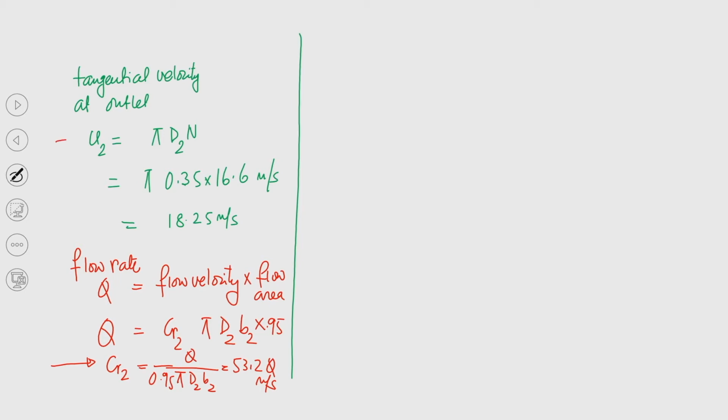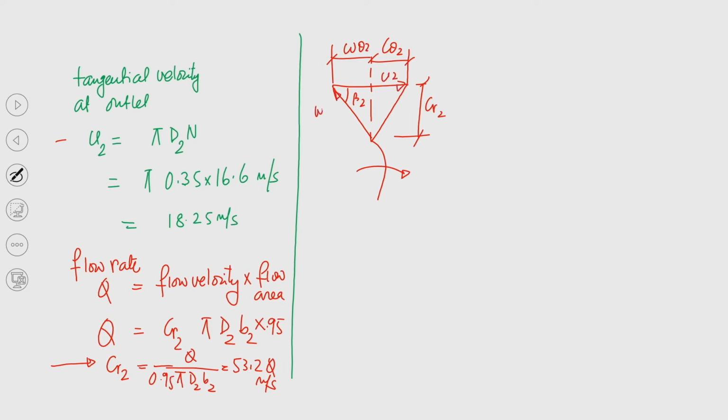If we draw the velocity triangles again here, this is CR2, this is beta 2, this is C theta 2 and this is W theta 2, this is U2. And this is C2. So, we know U2, we know C theta 2, we can easily calculate what will be W theta 2. We know U2, we know CR2.